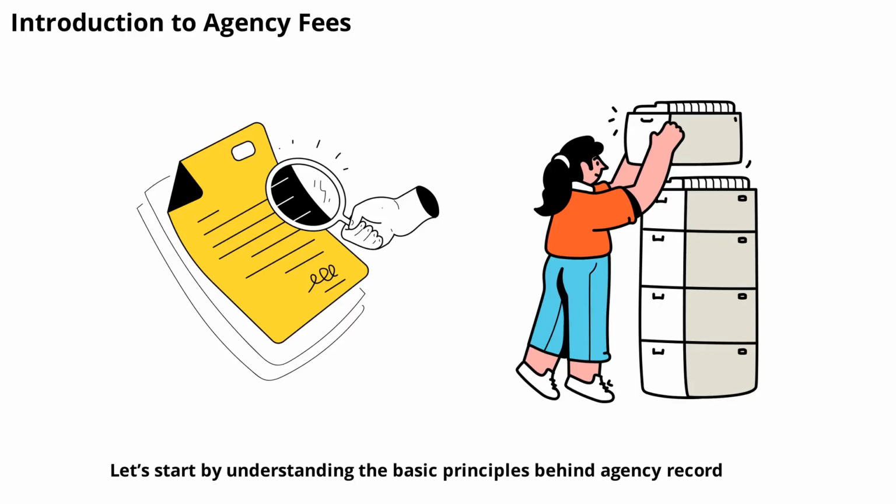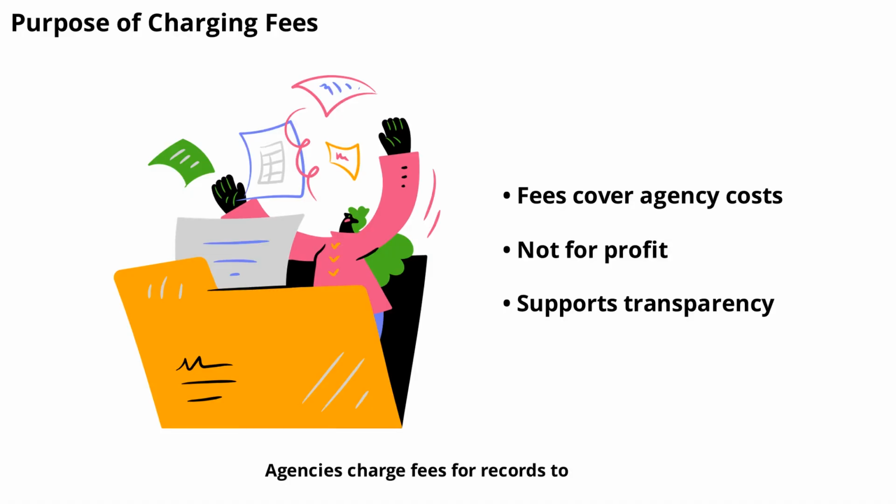Let's start by understanding the basic principles behind agency record fees and why they are implemented in the first place. Agencies charge fees for records to cover the costs associated with locating, duplicating, and sometimes reviewing the requested information. These fees are not meant to generate profit, but to offset the expenses incurred during the records request process. By charging reasonable fees, agencies can maintain their resources and ensure that public access to information remains sustainable. Understanding this purpose helps set expectations for both requesters and agencies, fostering transparency in the records process.